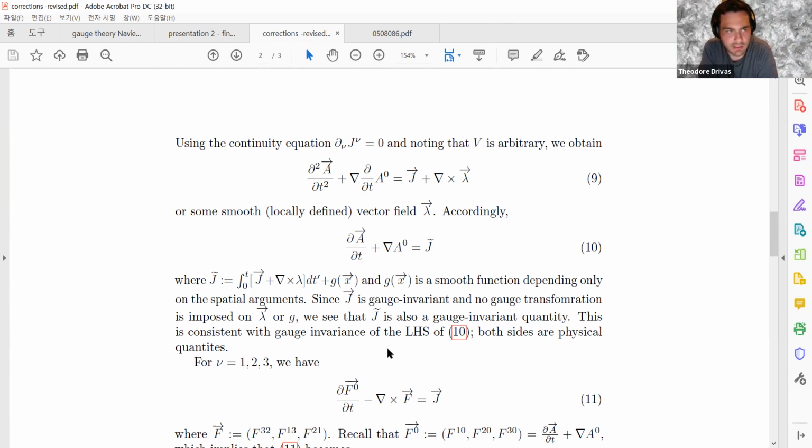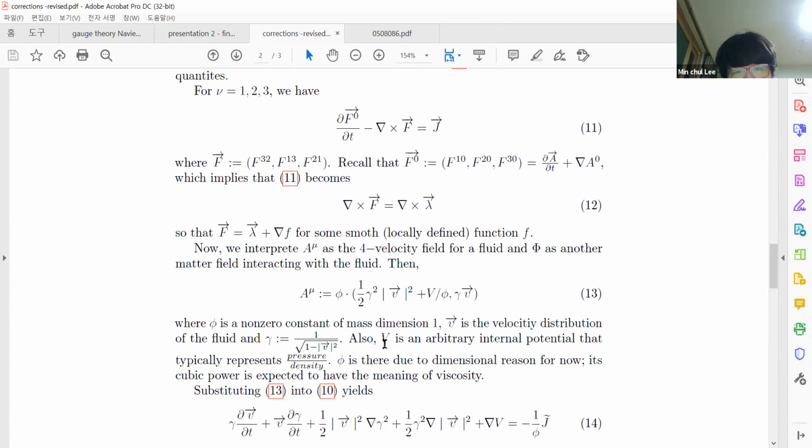A is V in the non-relativistic case. But A0 is the square of V. That's fine, but that's a pressure gradient. So that's not the nonlinearity of the fluid. So that's different, right?